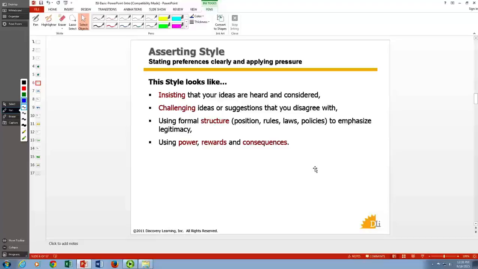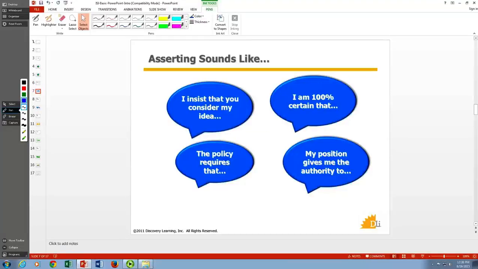And oftentimes, the language you'll hear in asserting behavior is insisting on your ideas, being certain. You'll call upon the position and authority that you've been granted, or if the policy states a particular point of view or path to follow. It's also quite common to engage in exchange statements when you're asserting. If you do X, then I will do Y. Or if you don't do X, I will do Z. This is a common method when using the asserting style.